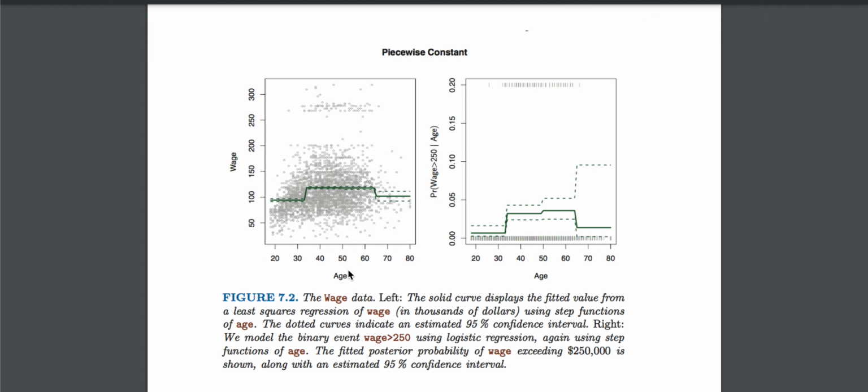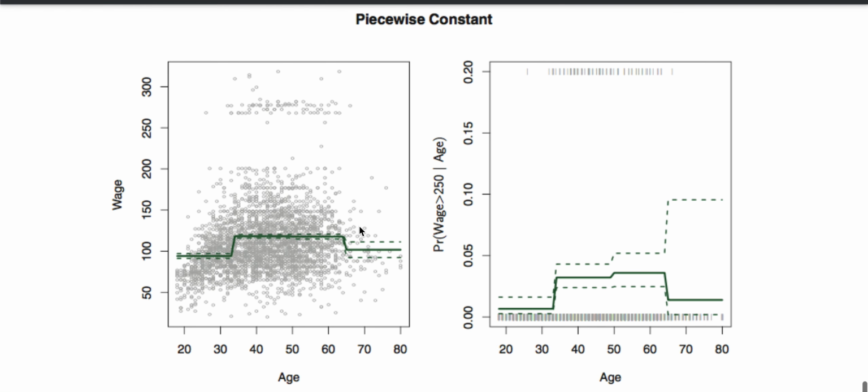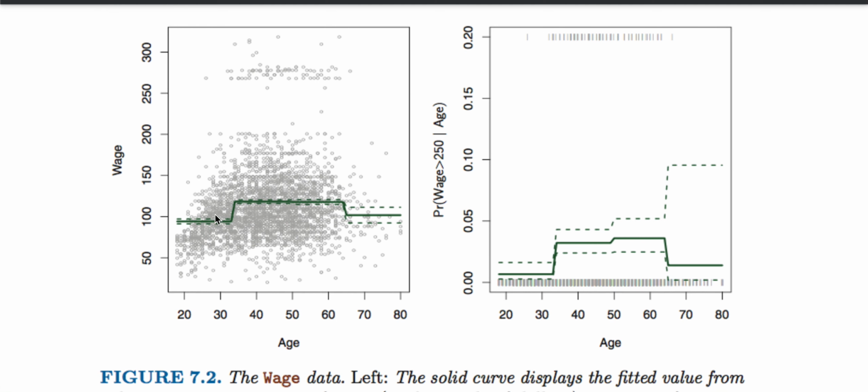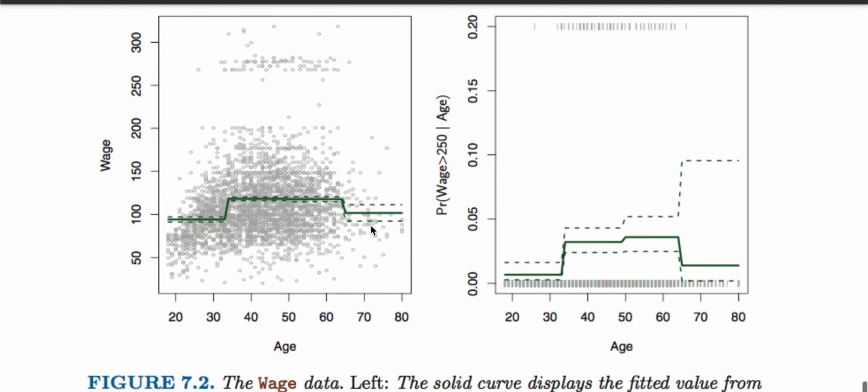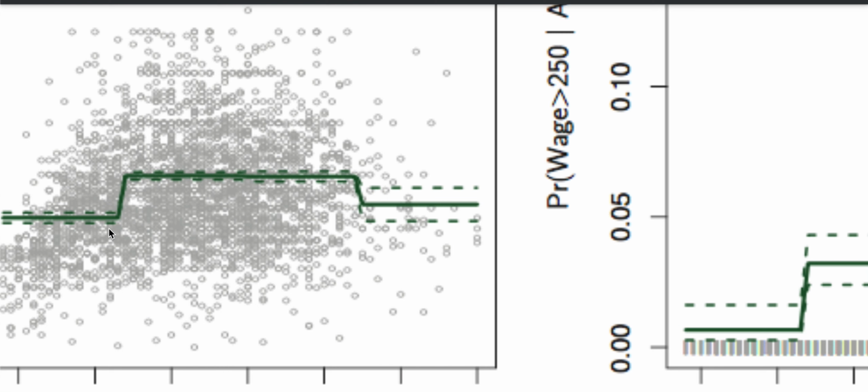And here's an example of what you could get out of this if you use the step function to estimate wage. Again, we have the step, we have the confidence bands, and we see the same phenomenon. The confidence interval at this boundary and this boundary is wider than the middle.